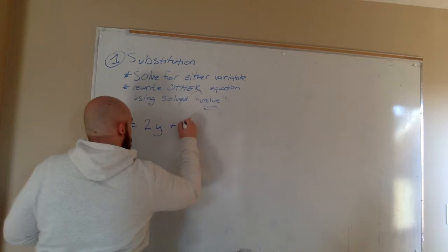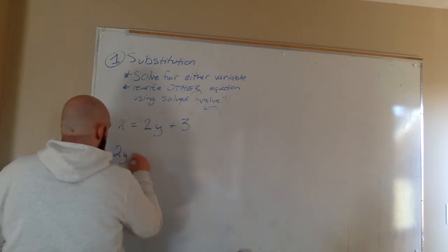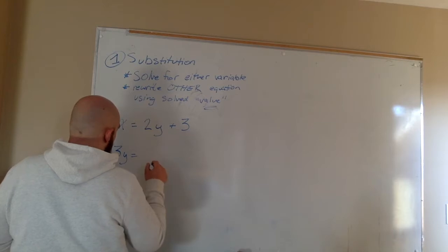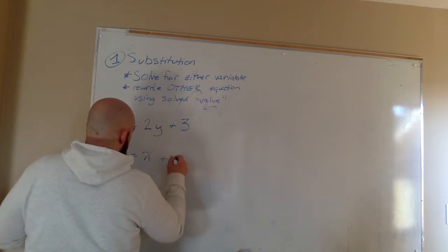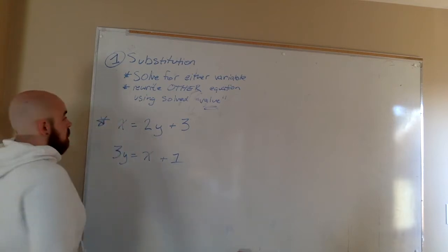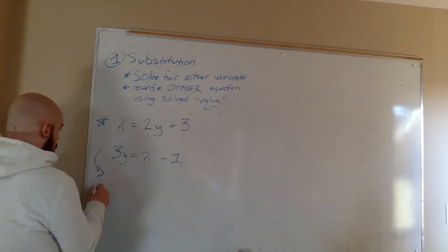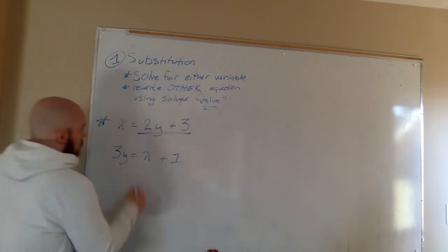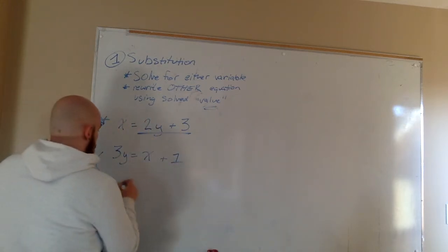Alright, so now let's take a look at an example. We're going to use an example where one of the equations is already solved for x. Our equations are going to be x equals 2y plus 3 and 3y equals x plus 1. Okay, so my next step is to rewrite the second equation, but instead of using the x variable, I'm going to use that expression up top because I know that that's equal to x.